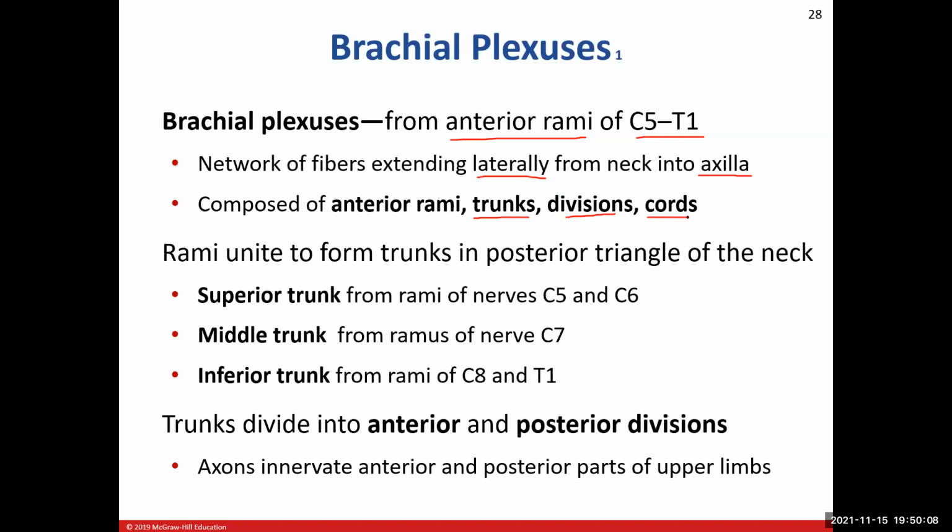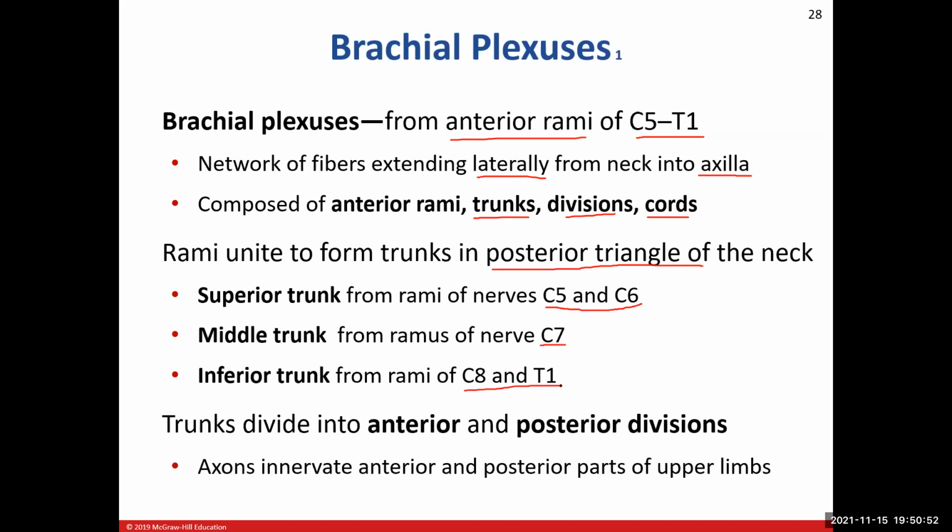So these anterior rami from C5 through T1 are going to form structures called trunks. This is in a region called the posterior triangle of the neck. Granted, this is on the lateral portion of your neck, but it's more towards the posterior region. You have the anterior triangle and the posterior triangle. This is located in the posterior triangle, and it forms three trunks: the superior, middle, and inferior trunk. The superior trunk gets contributions from C5 and C6. The middle trunk is only one segment, C7, and the inferior trunk will be C8 and T1.